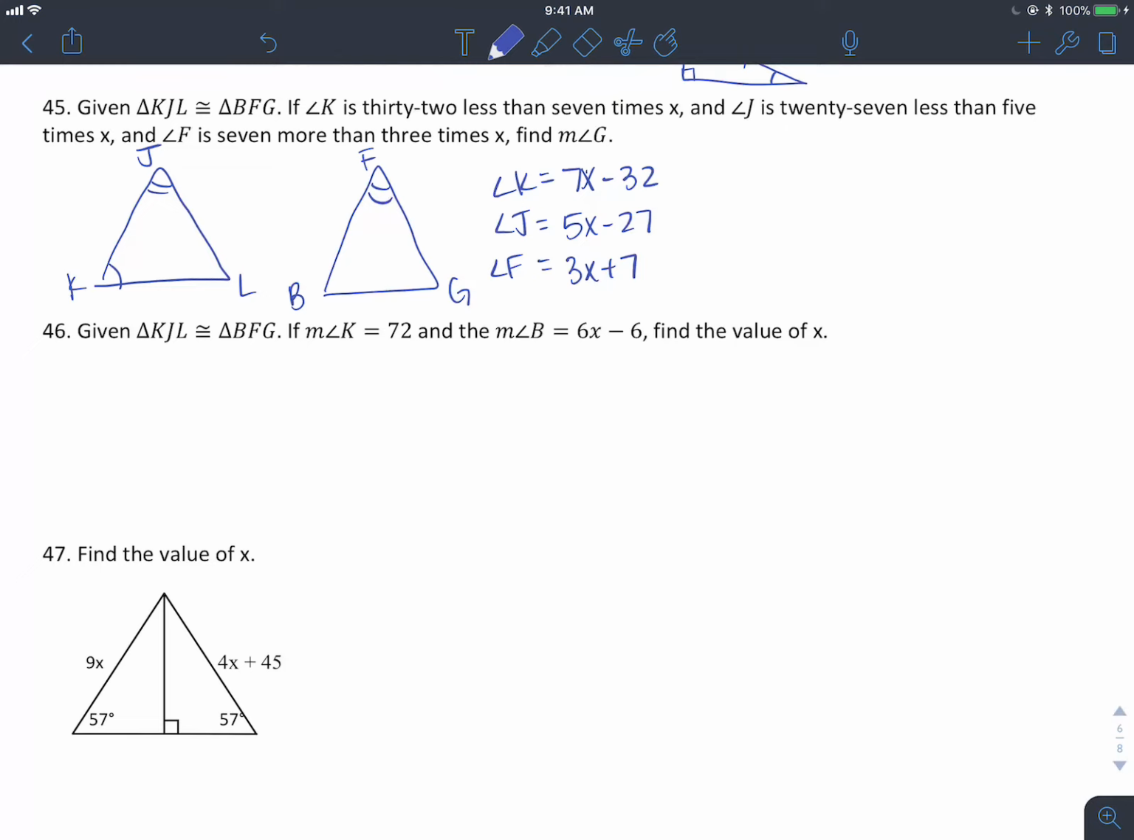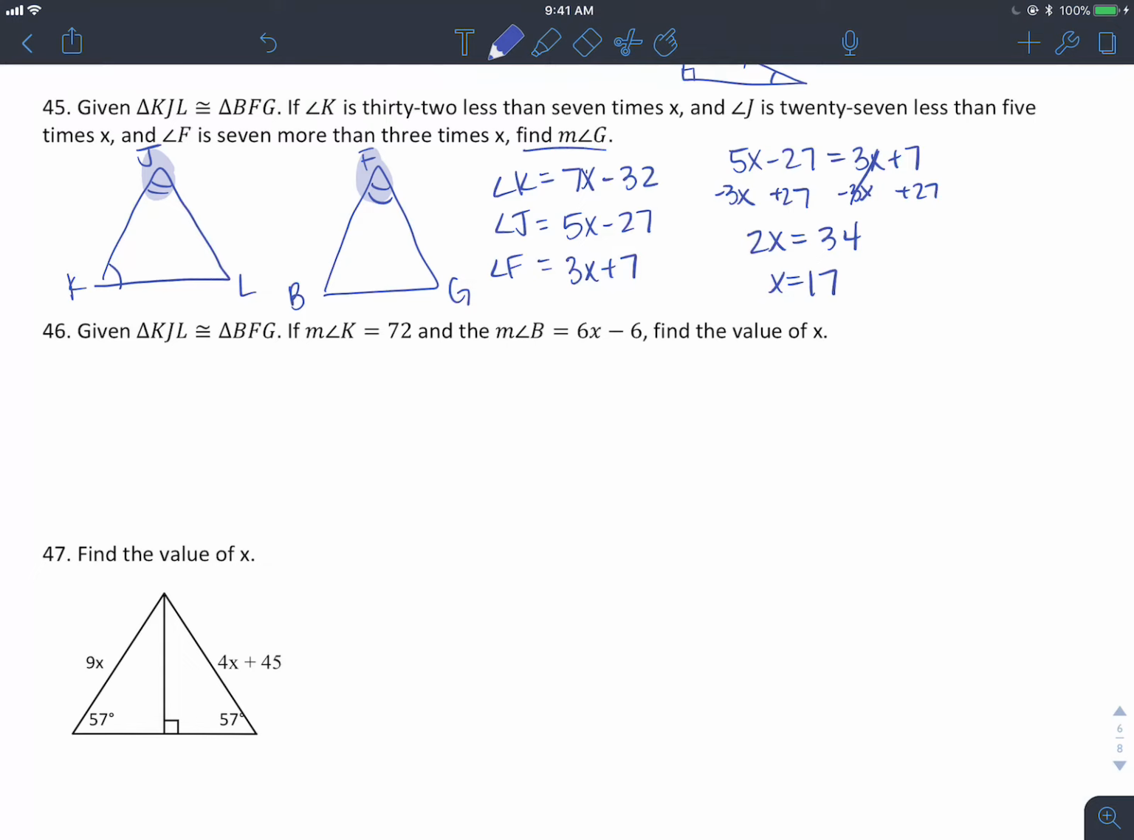So looking at these pictures and the way that we have them labeled, we can see right away that we have angle J and angle F, which are congruent to each other. So we are going to set those two equal to each other. So 5x minus 27 equals 3x plus 7. We're going to add 27 to both sides. Subtract 3x from both sides. We're going to get 2x equals 34. So x equals 17.